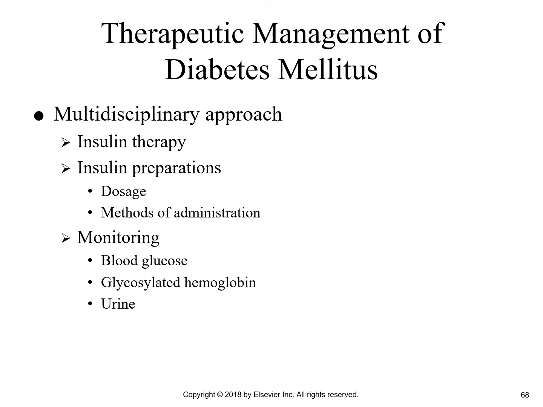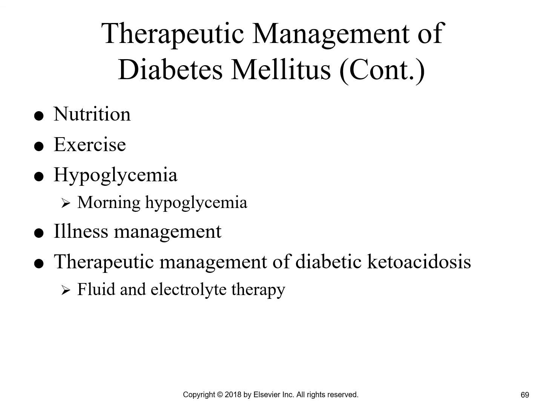Dosage and methods of administration must be taught. Monitoring is done with a blood glucose glucometer of some sort. Glycosylated hemoglobin and urine would be monitored. Nutrition is very important, and it is important to teach these children and the parents about exercise as well. What can they do? What should they do before they exercise? Sometimes in the morning they have hypoglycemia, so they need to eat breakfast.